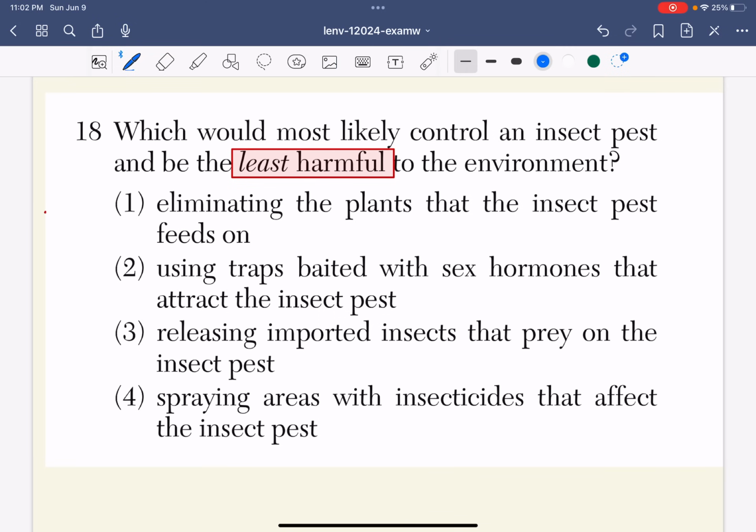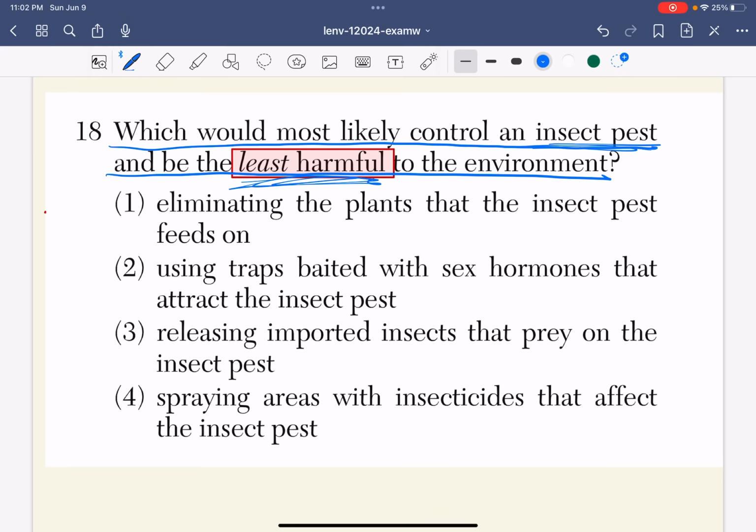We're getting close to the end. Which would most likely control an insect pest and be the least harmful to the environment? Okay, so we spoke about poisons and antibiotics and how things work. But the problem is that poisons and insecticides can be harmful to the environment and harmful to other organisms. It's poison. So it's asking which is the least harmful way to get rid of an insect pest. Now, this you need to know, and you need to have studied human impact on the ecosystem.